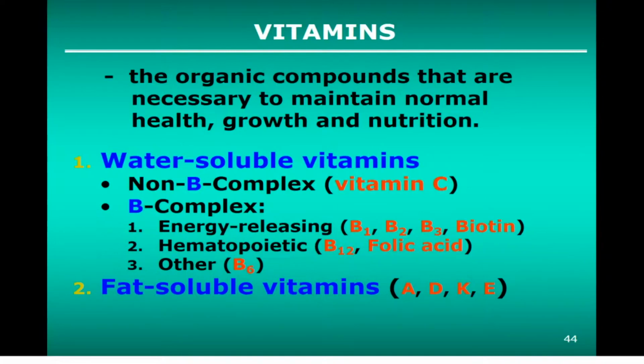So what are vitamins? They are organic compounds necessary to maintain normal health, growth and nutrition. That's why problems with vitamin metabolism, deficiency of vitamins, lead to serious health problems and even death. All vitamins can be classified into two groups: water-soluble vitamins and fat-soluble vitamins. Due to this, there are different prescriptions. Water-soluble vitamins can be classified into two groups: B-complex, the biggest part, and non-B-complex. Among non-B-complex, you need to know vitamin C.